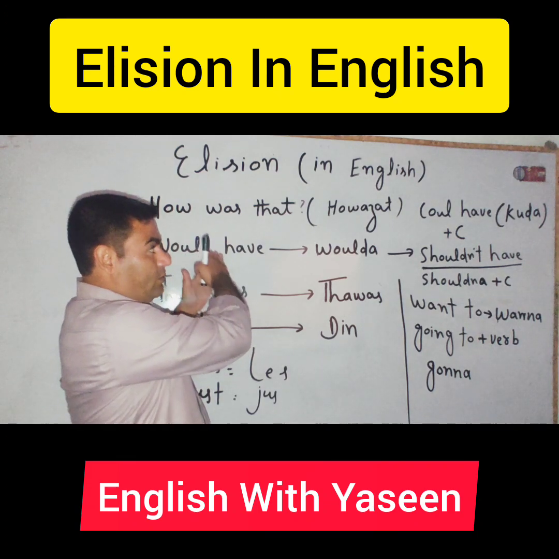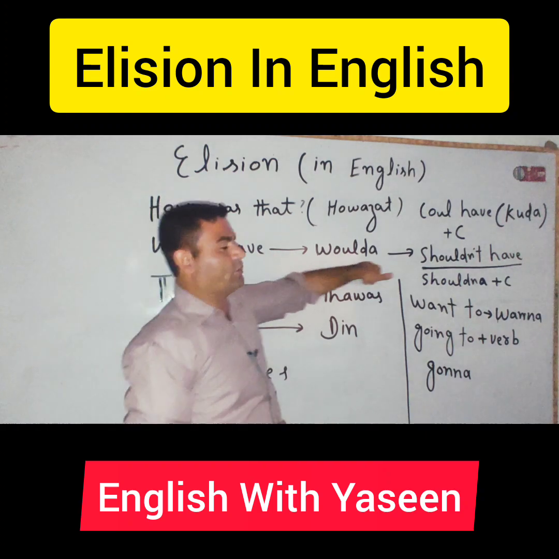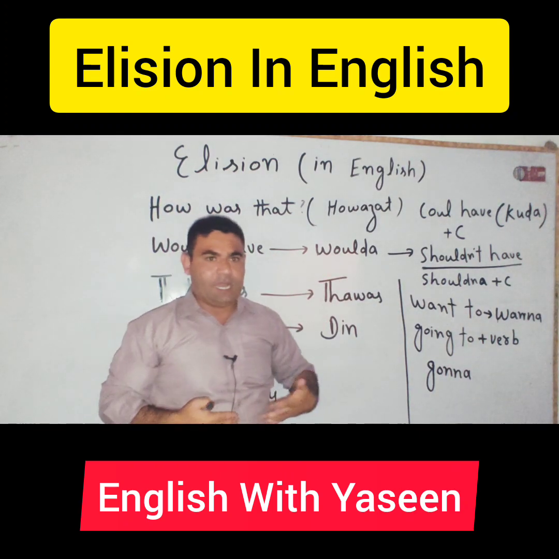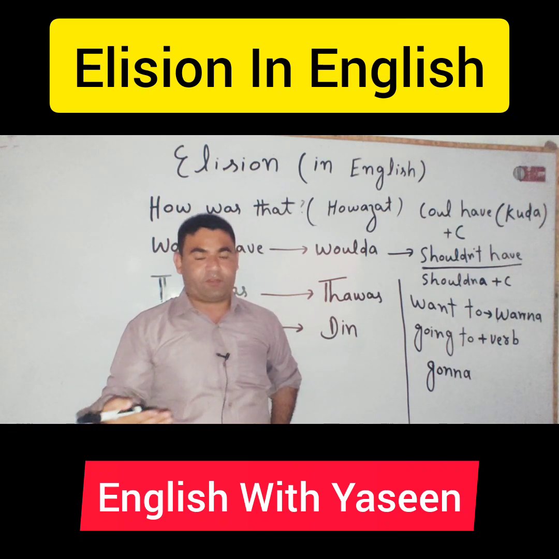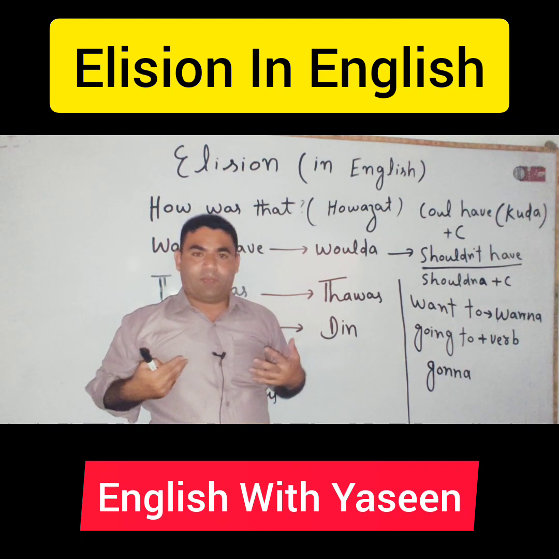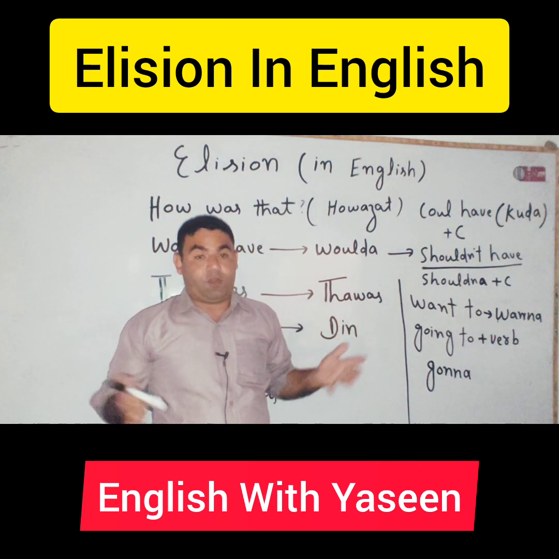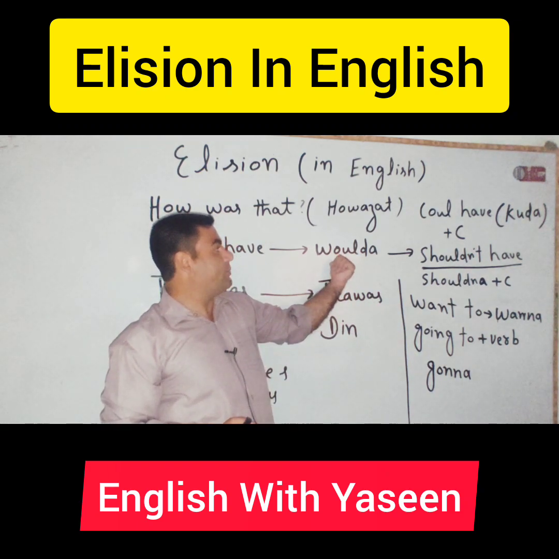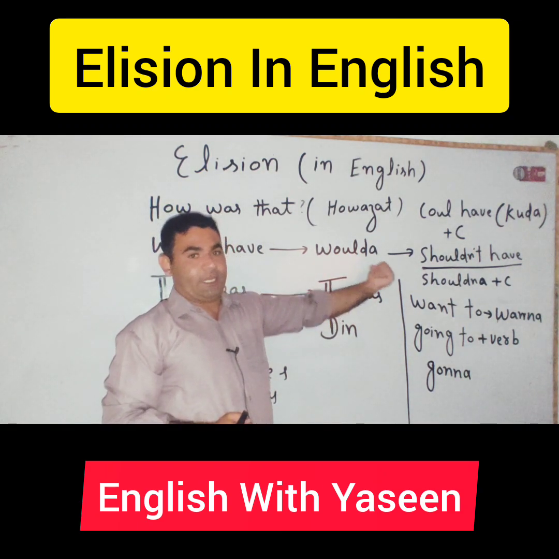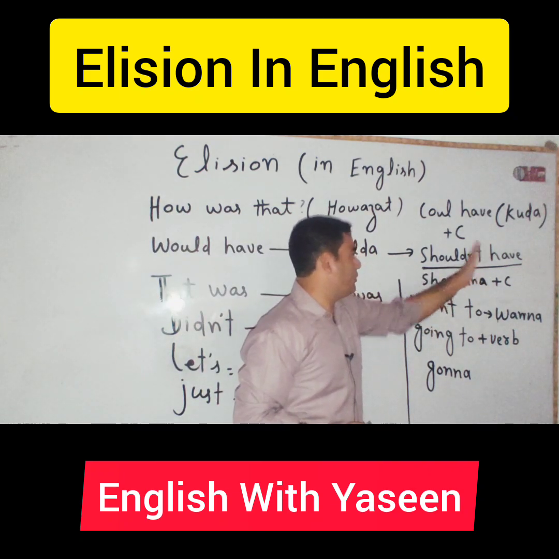You can use elision here too. Would have, so you can say woulda. For example, I didn't come to your wedding party or to your birthday party, so I am making an excuse. I would have come, but I got some problem. I would have come, but I was sick. So instead of would have, I can use woulda, right? And shouldn't have and shoulda, right?